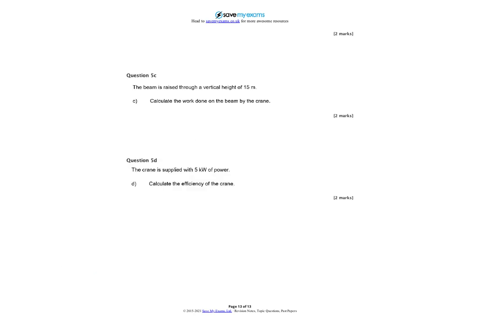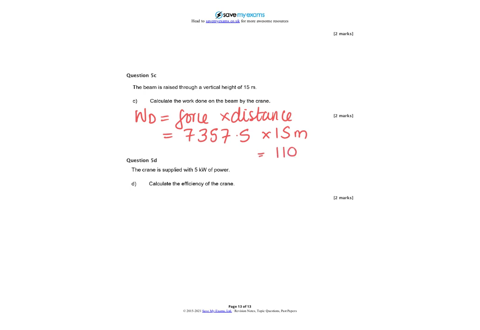Question 5c, the beam is raised through a vertical height of 15 meters, calculate the work done. So we're going to use work done is equal to the force times the distance. So the force we got from part A is 7357.5, and we're going to times it by that 15 meters that we've got there, and we're going to get 110,362.5 joules, or if we give it to two significant figures, just 110,000 joules.